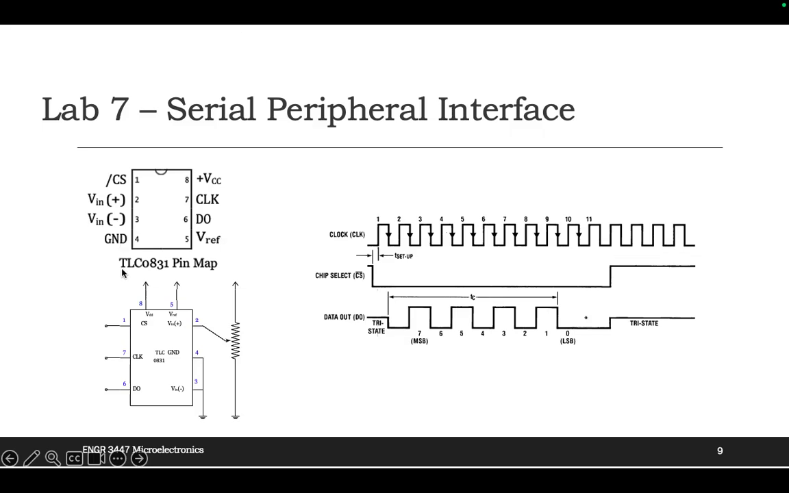Yeah, we will use the TLC. Yeah, let me ask you one question. What is SPI? Sensory peripheral interface. What's that?